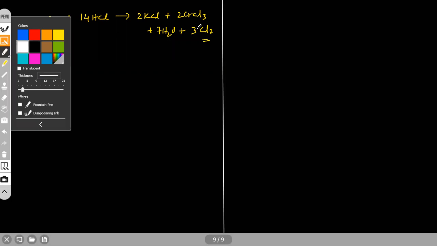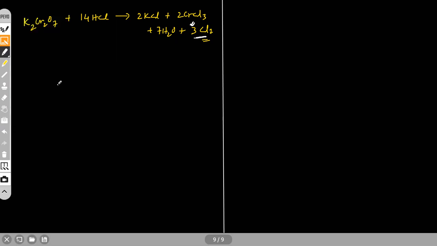K2Cr2O7 plus 14 HCl gives you 2KCl plus 2CrCl3 plus 7H2O plus 3Cl2. So chlorine gas evolves in this. This question they have asked: which gas evolves? The answer is chlorine gas, when it reacts with HCl.